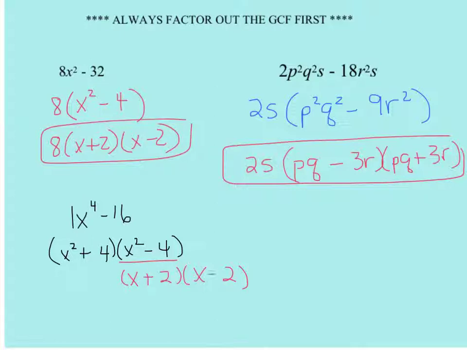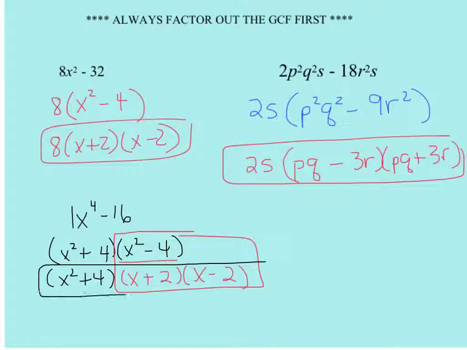One's positive, one's negative, but I can't forget the piece that was already out there to start. So this x plus 2 times x minus 2 came from this binomial up here of x squared minus 4. And so the final answer is x squared plus 4 times x plus 2 times x minus 2.